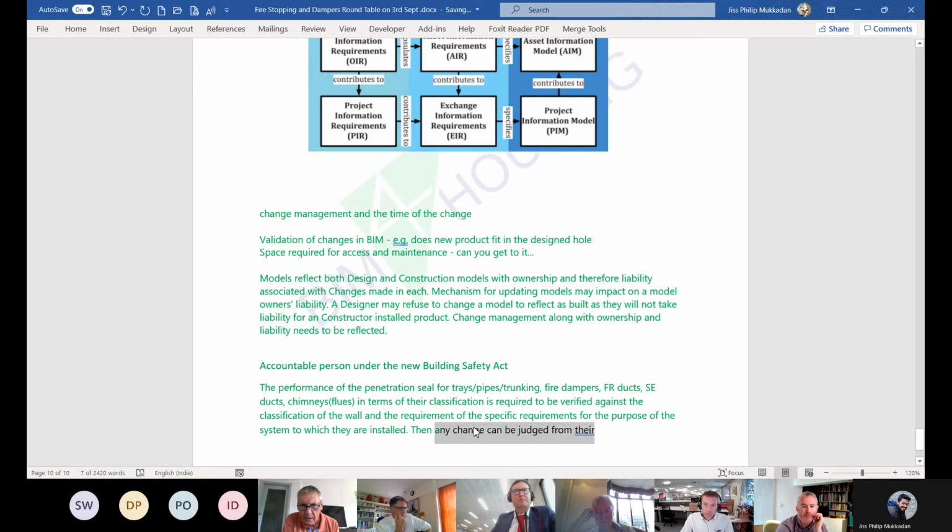Is anybody not happy? The only thing I just wanted to add was this role of the accountable person under the Building Safety Act, which could be a really significant part of all of this discussion. This accountable person then becomes solely responsible for keeping information on buildings up to date, and that could massively impact the whole workflow of information being correct, and the processes to ensure that AIMs and so forth are right at the time of handing over. Absolutely, absolutely, absolutely.